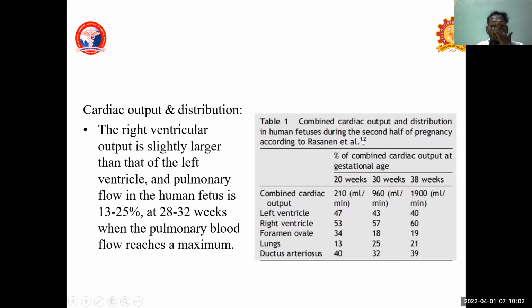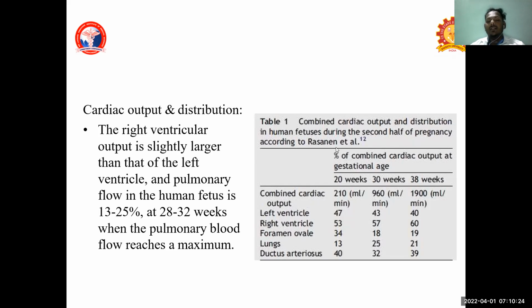Cardiac output and distribution. The right ventricle output is slightly larger than that of the left ventricle, and the pulmonary flow in the human fetus is around 13 to 25% at 28 to 32 weeks, when the pulmonary blood flow reaches a maximum.